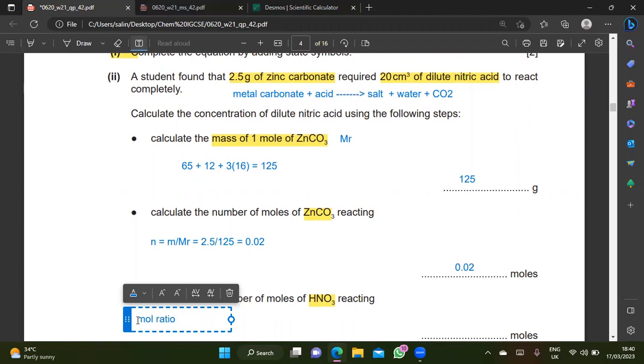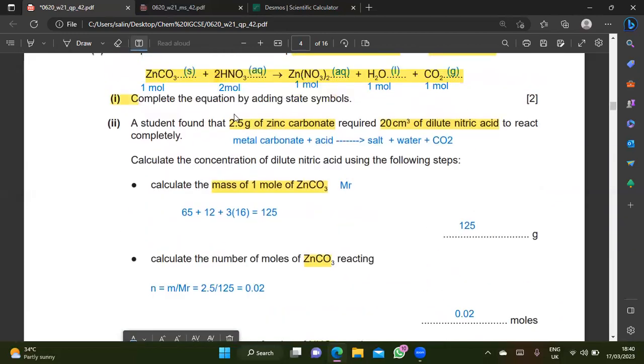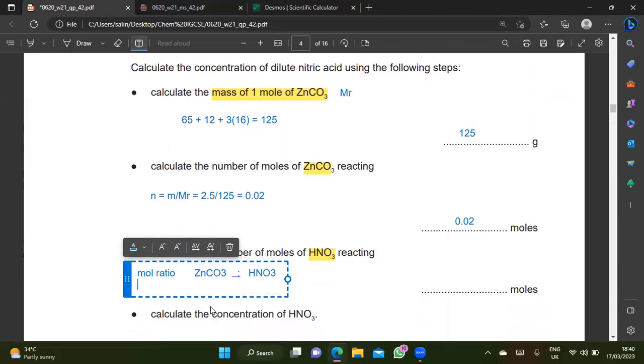Okay, the mole ratio that we want to create is between zinc carbonate and nitric acid. That's it. I'm not concerned about the others, just this. Okay, look at the balanced chemical equation. Look, zinc carbonate 1 mole, nitric acid 2 mole. So the mole ratio here is 1 mole to 2.